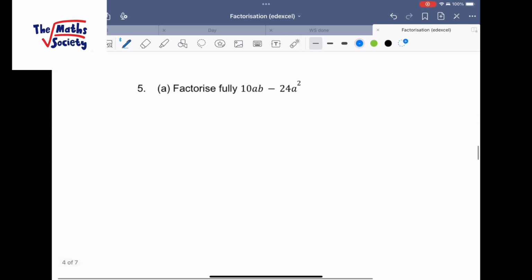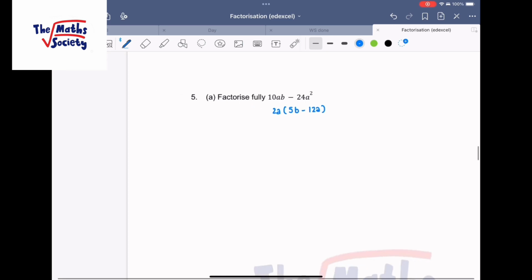It says factorize fully 10ab minus 24a squared. We're going to take out the common terms again, which is going to be 2a in this case. So that's 5b minus 12a, since 2 times 12 is 24. That should be your answer.